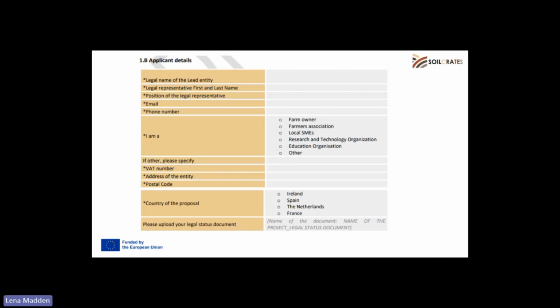And then we would need to get the address, email, and VAT number, because this organization will potentially be paid money, so we would need all of this data for the reporting. And the country of the proposal again, and the legal document, basically how you are incorporated. You will be asked to submit a copy of the farm registration or business registration, etc.